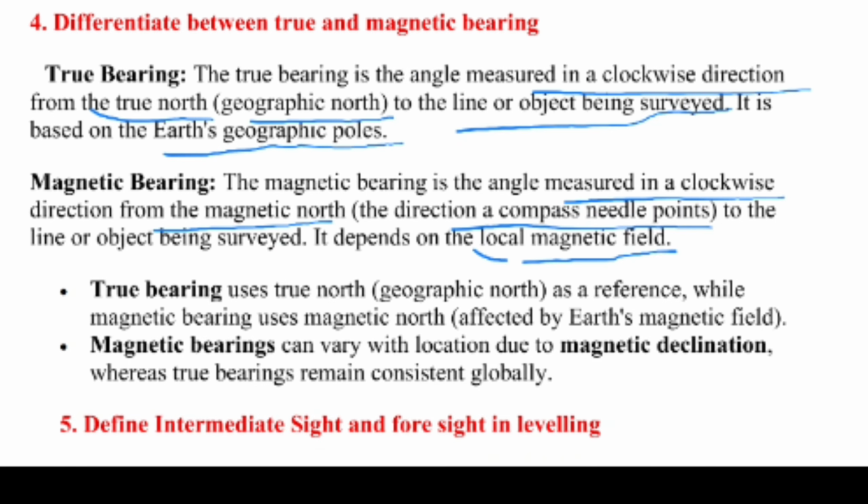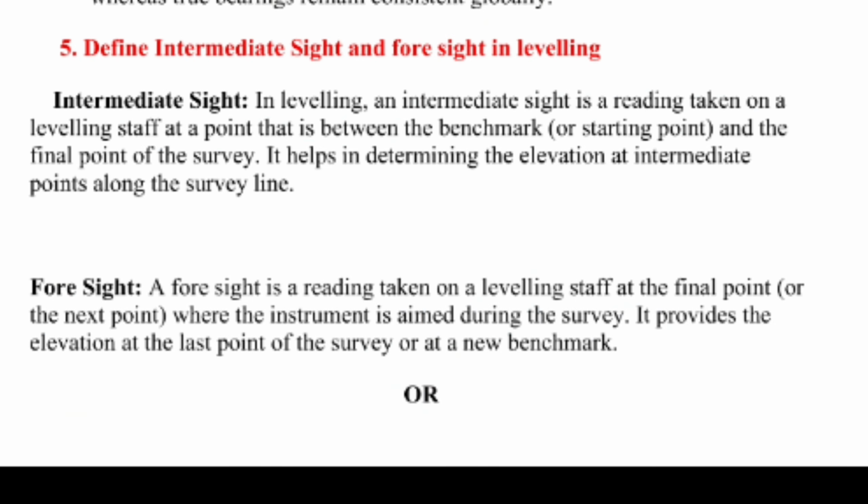That is one point. And the next point is true bearing. We can use true north. For example, true bearing uses true north, the geographical north reference point. Magnetic bearing is affected by the magnetic field, so you can measure the north direction affected by it. Magnetic bearing depends on the location due to magnetic declination, and true bearings remain constant globally.